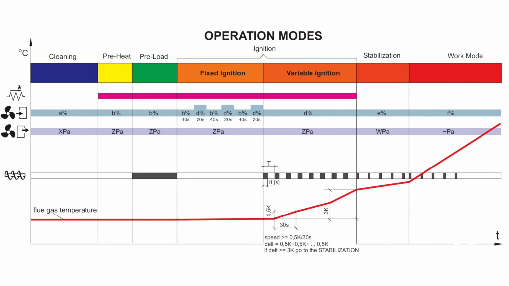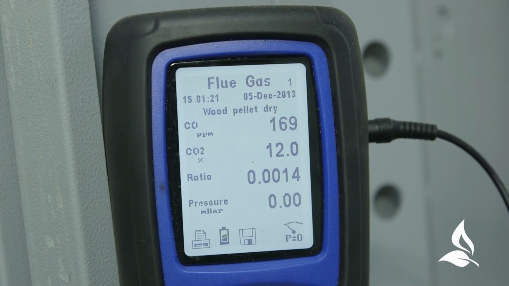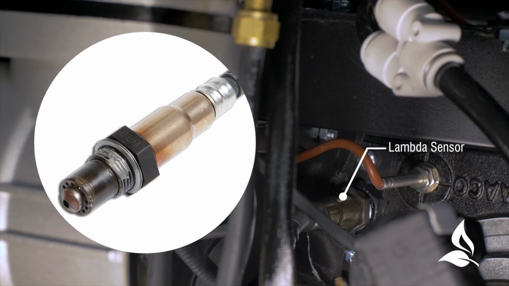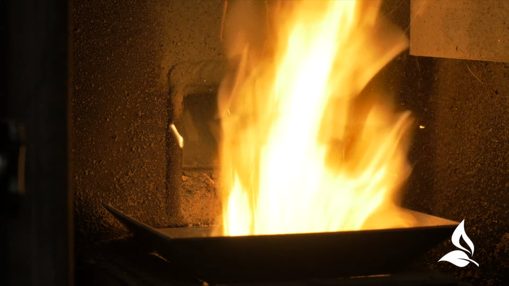ignition sequence again. When the boiler has reached full power, one should use the flue gas analyzer by inserting the probe in the inspection point and take CO2 and O2 readings. Again, the lambda sensor greatly simplifies this process and helps the boiler achieve consistently good combustion.